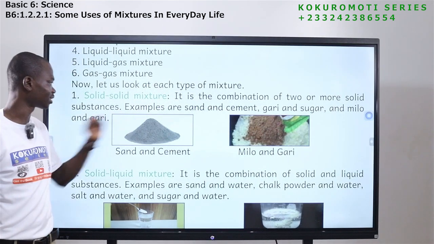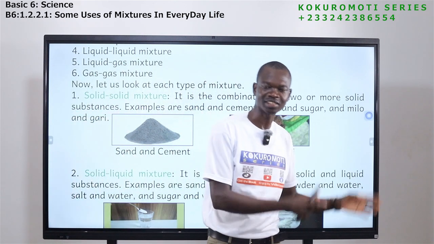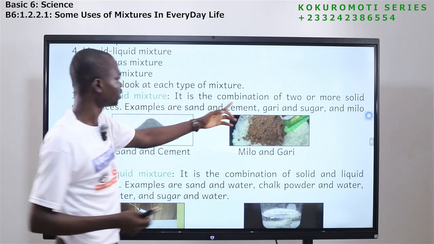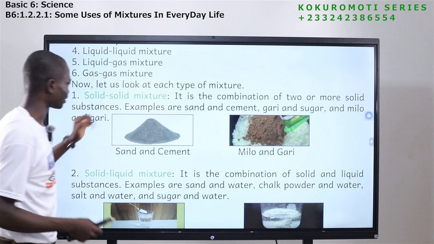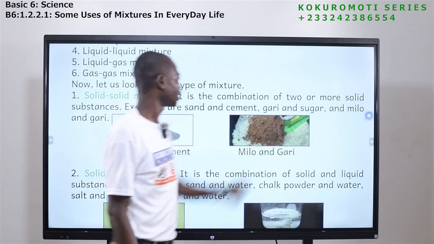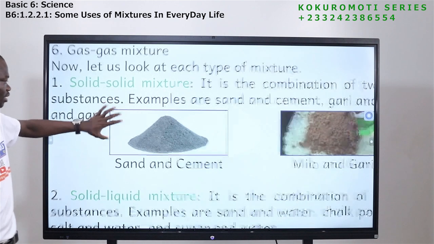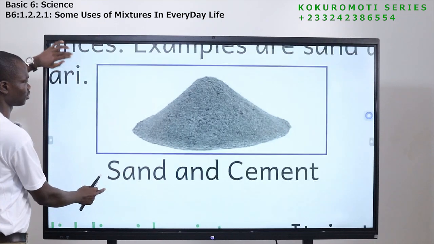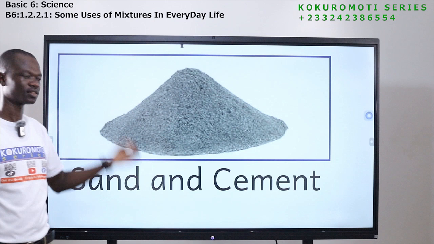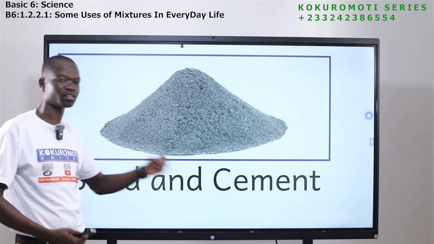Solid mixture. It's a mixture of 2 substances, and these 2 substances are both solid. So it is a combination of 2 or more solid substances. Examples are sand and cement, gari and sugar, and Milo and Gari. This is sand and cement. So you have your cement and sand, you mix them. Cement is solid, sand too is solid. So if you mix them, you form a mixture, and we call it solid mixture.